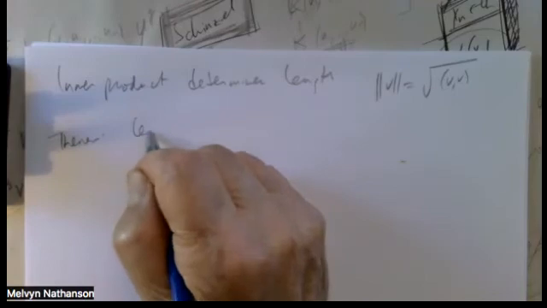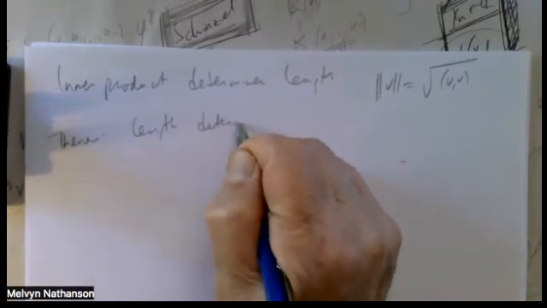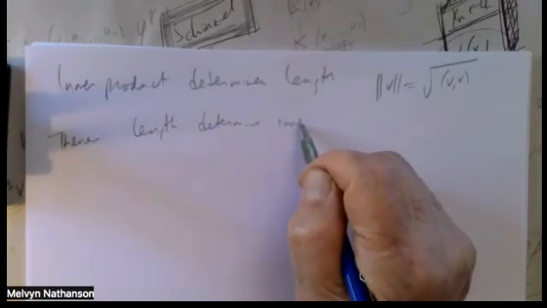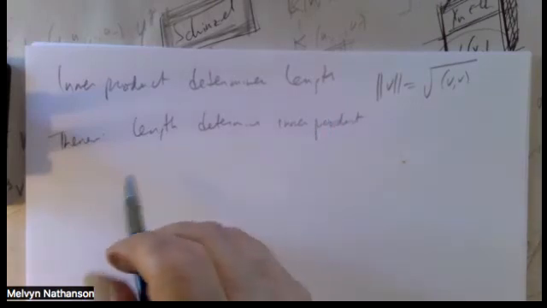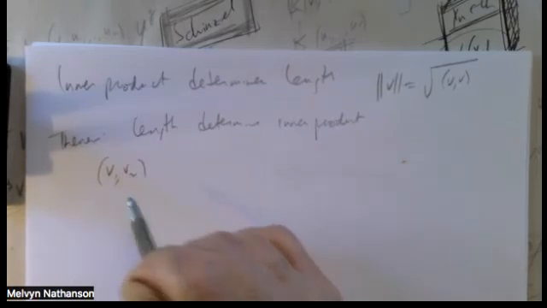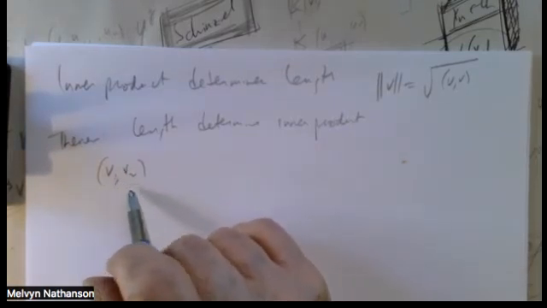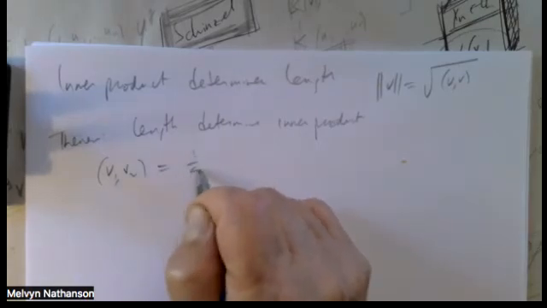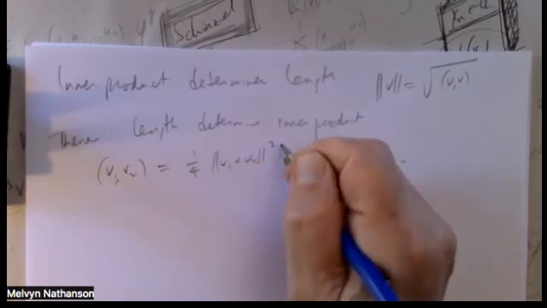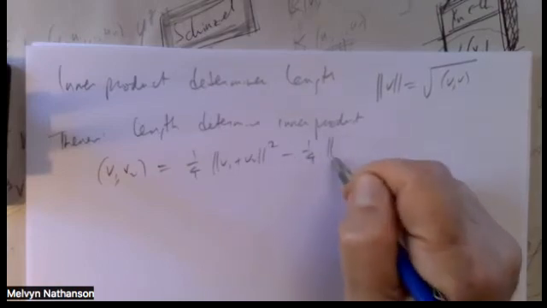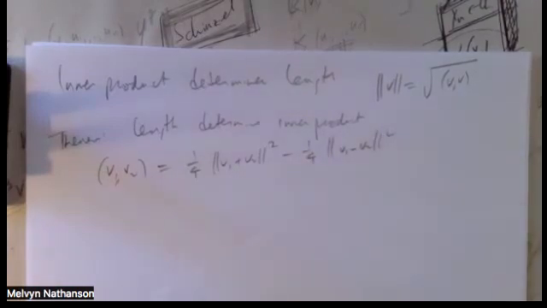But it's also true, this is the first theorem in this chapter, that length also determines the inner product. So suppose you know the lengths of every vector. If you want to find the inner product of two vectors, v1 and v2, this is 1/4 the length of the sum of the vectors squared minus 1/4 the length of the difference of the vectors squared.